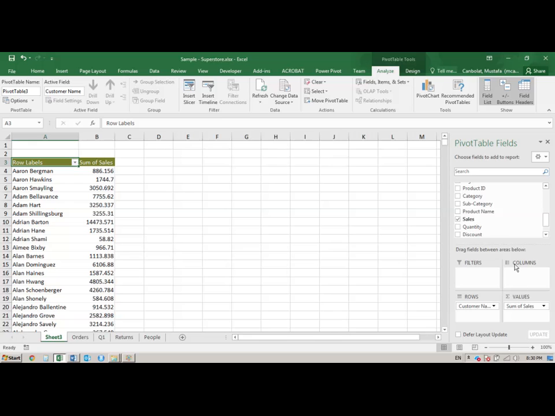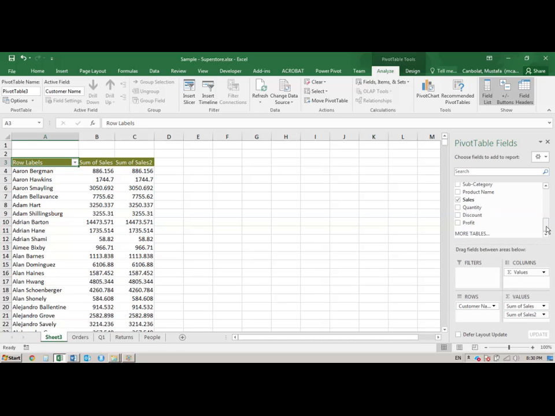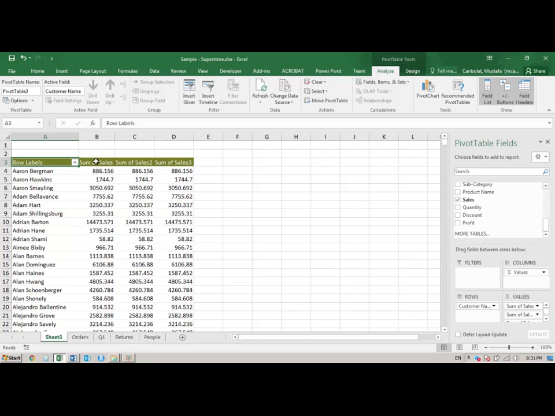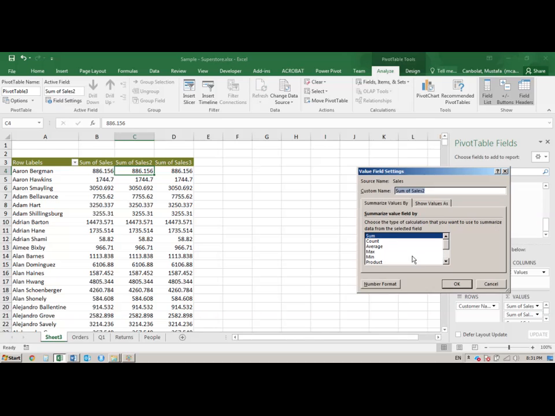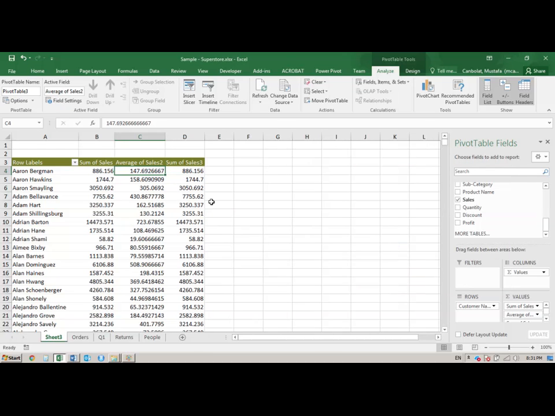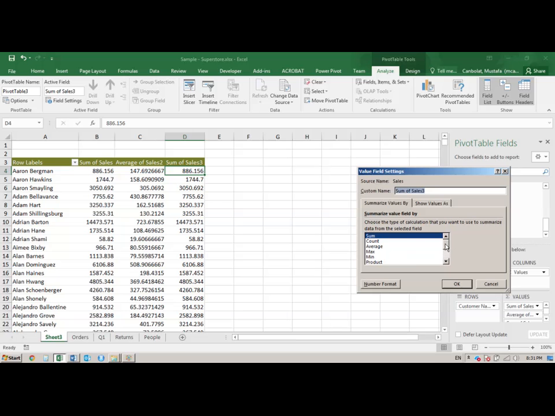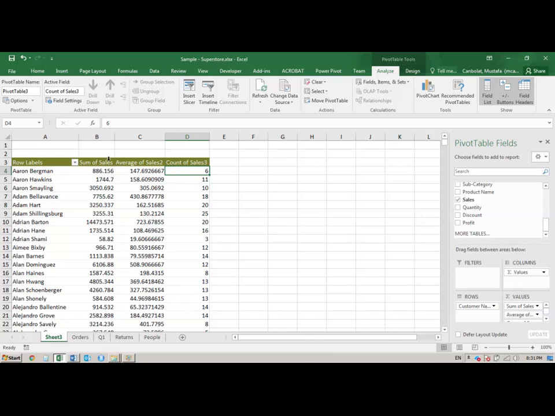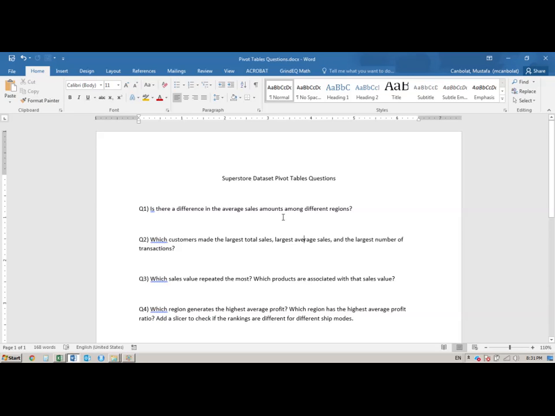and I want to put the sales 3 times because I'm going to change them. First is going to be sum of sales, the second one I am going to find the average sales, and the third one is going to be the count of sales. So the question is which customers made the largest, each one of them.